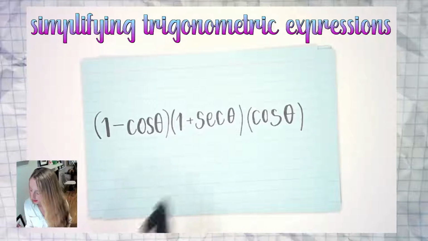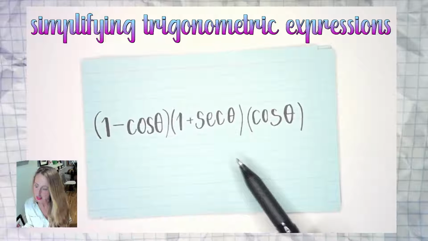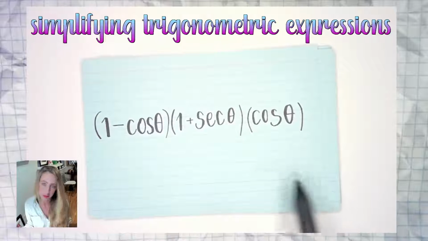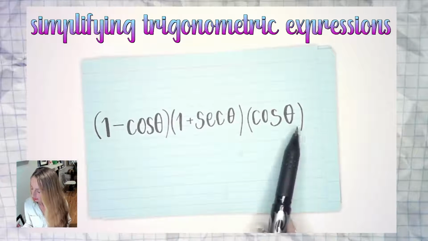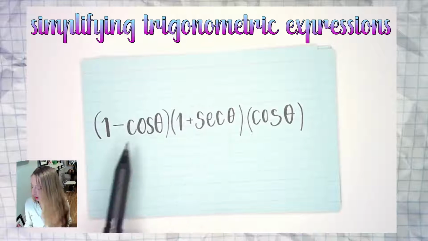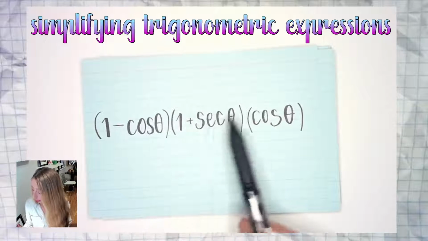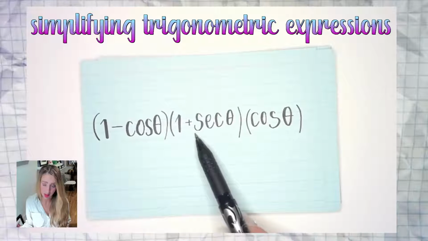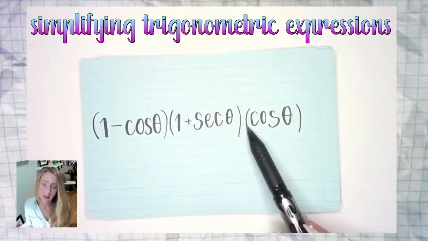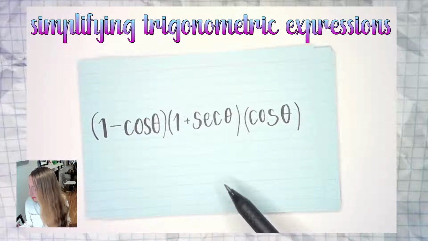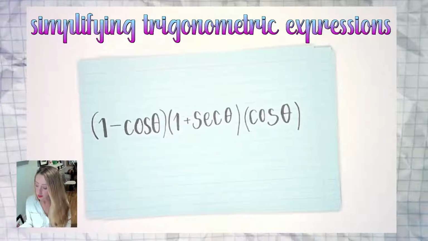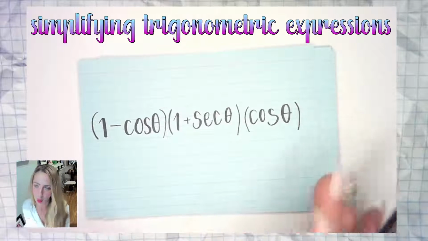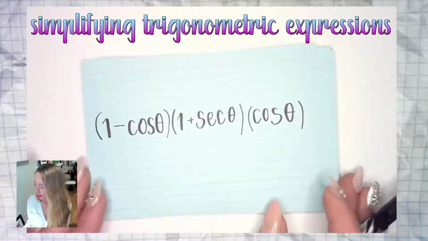Hey everybody, in this example we will be simplifying the trig identity you see on your screen right now. What we have, a trig expression, is a product. We have a difference, 1 minus cosine theta, times a sum, 1 plus secant theta, times just cosine theta. Now, I'm curious, take a second to think about what you would do, what your instincts tell you to do.